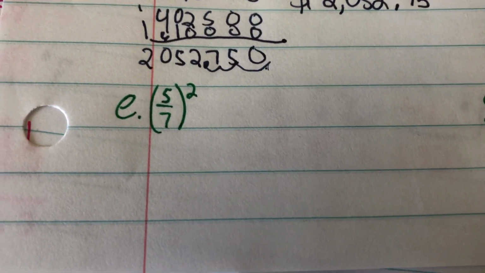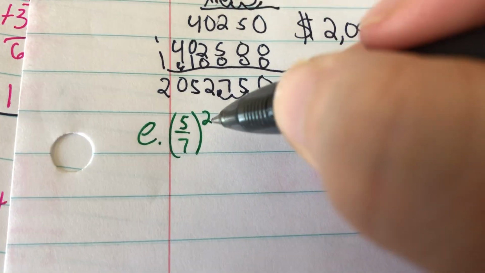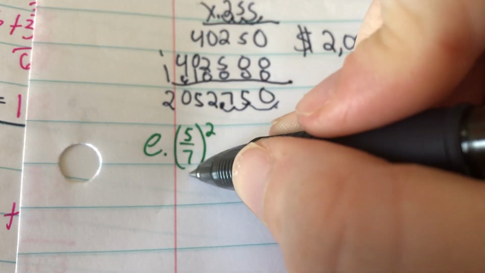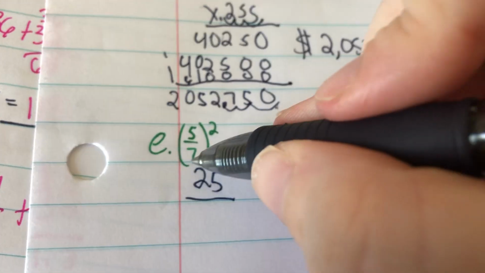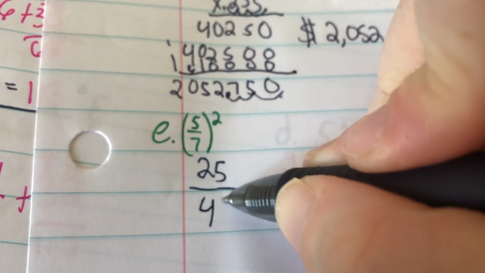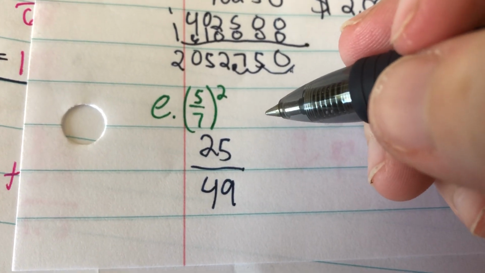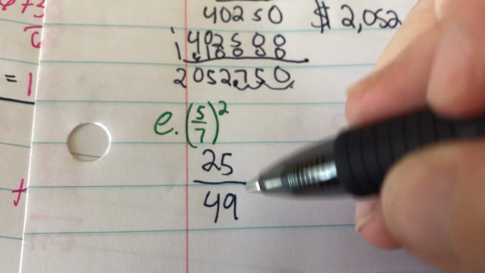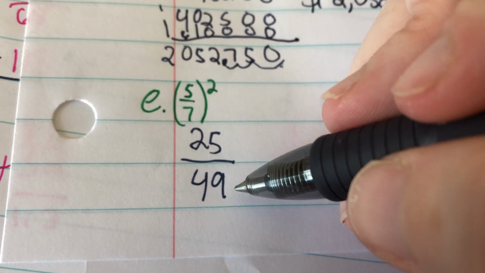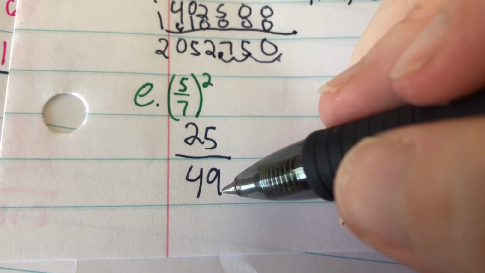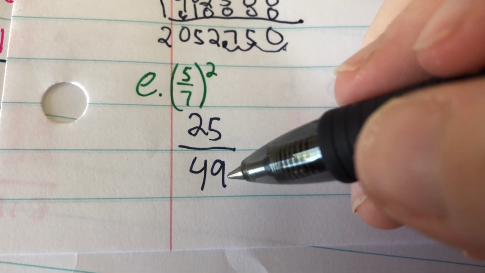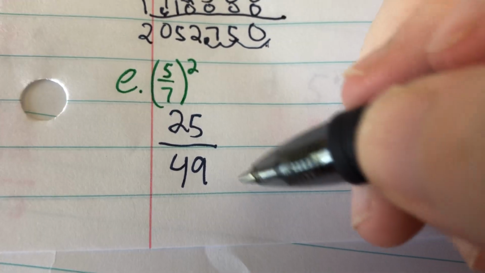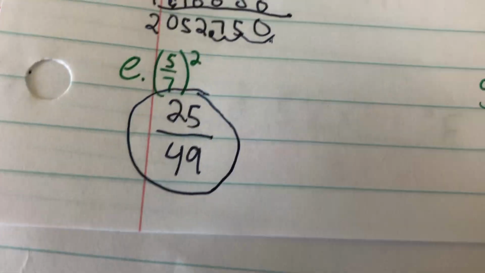E, 5/7 squared. That means we square both of those numbers in that fraction. So 5 squared, 5 times 5 is 25. 7 squared, 7 times 7 is 49. Now we've got to look and see if there's any number that goes into both of those, if we can simplify. 49, the only numbers that go into it are 1 and 7 and 49, which means since 7 can't go into 25, this is simplified. That's your answer.